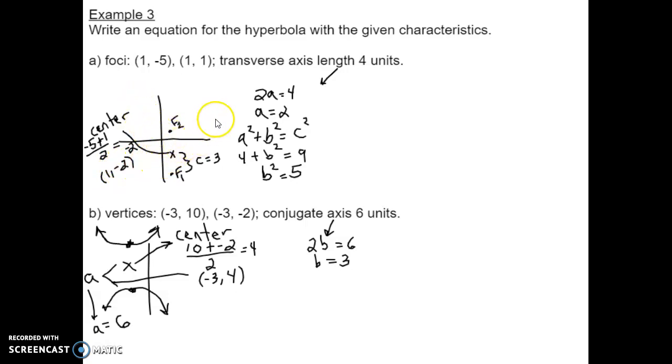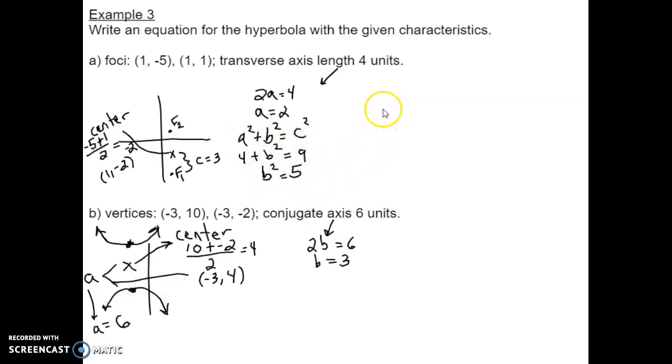I also know this is going to open up and down, if that's where my foci are. The transverse axis, the axis in between the foci and our vertices, is going to be half of that, so 2 units long. So that tells me a is 2. I can figure out that this is c, the distance from the center to the foci, is 3 units. So c squared is going to be 9. Using this equation, I get b squared.